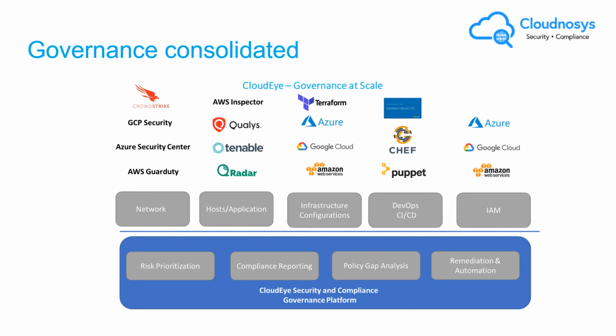Okay, so you'll have buckets like network, host, application, infrastructure configuration, CI/CD pipeline, and IAM. You're going to have different tools from different vendors, and your job is to be able to basically synthesize all this and create a risk grading program, and be able to create policy gap analysis through this, and be able to do what is called prioritization or remediation through automation.